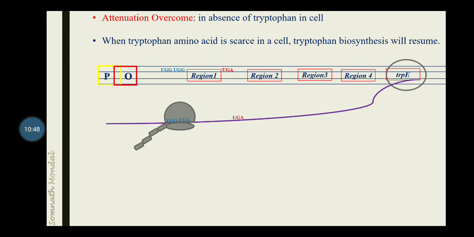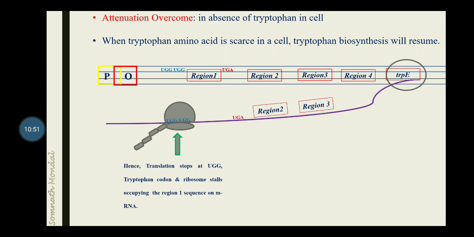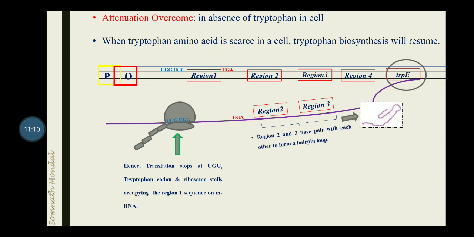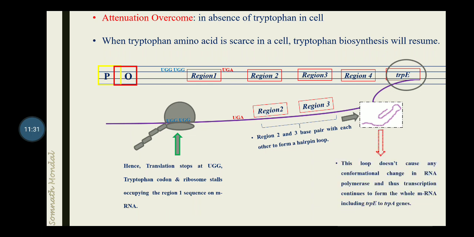Now, region 2 and region 3 are free on the mRNA. As the region 2 and region 3 have complementary base sequences, now region 2 and region 3 will base pair with each other to form the same hairpin loop structure. Now this hairpin loop is further away from the RNA polymerase, that is moving towards the TRPE and other structural genes of tryptophan operon, and this hairpin loop will not have any conformational change, will not have any adverse effect on the progress of RNA polymerase.